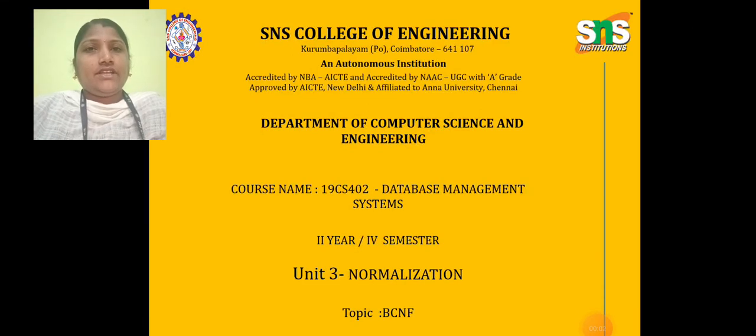So, hi everyone. In the last class, we had seen about third normal form. That is, what is the condition for third normal form and what are all the things we have to do in order to make a table a third normalized form.